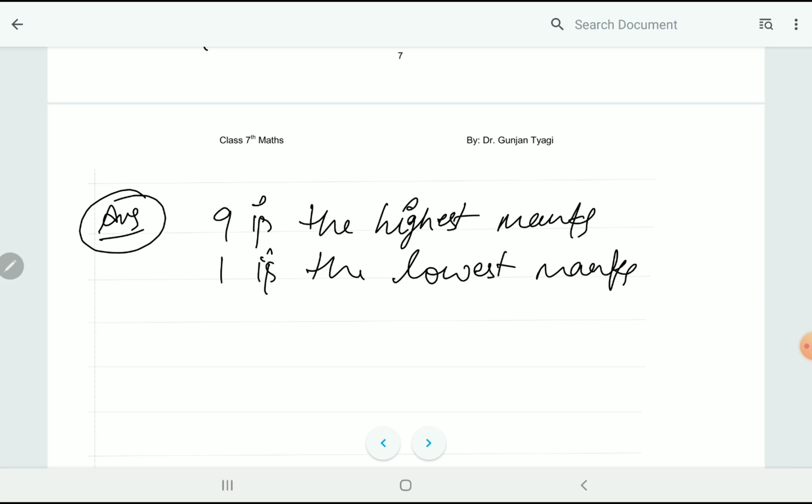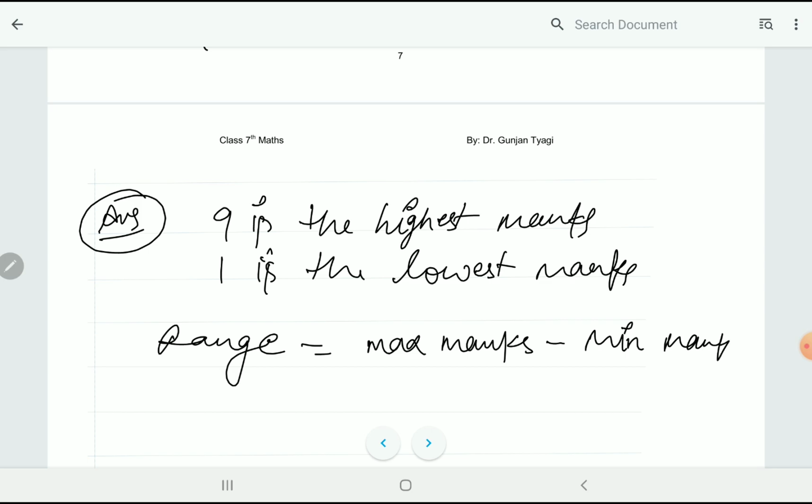Third part is range. What is the range? Range is basically the maximum marks minus the minimum marks, which is 9 minus 1 is 8. Range of the given data is 8.